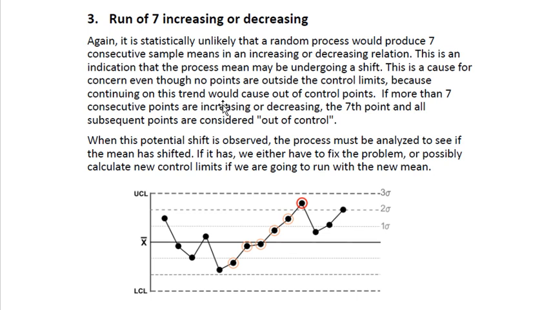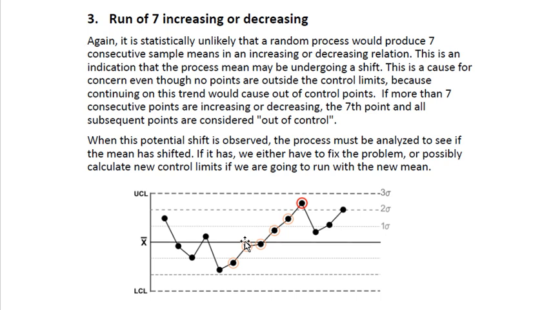Number 3, the run of 7 increasing or decreasing. Look at this: it's going down 3, going up 1, going down 1, and then 1, 2, 3, 4, 5, 6, and 7, going up 7. See, it's 7 increasing. That's not very good. It is statistically, again, unlikely that a random process would produce 7 consecutive sample means in an increasing or decreasing manner. Of course, this example shows 7 data points increasing.